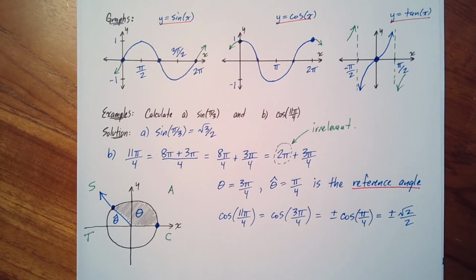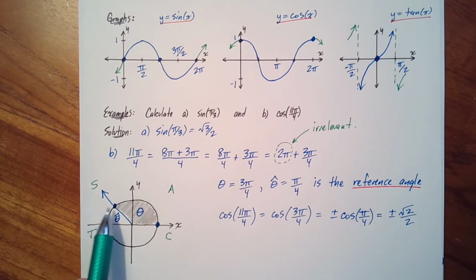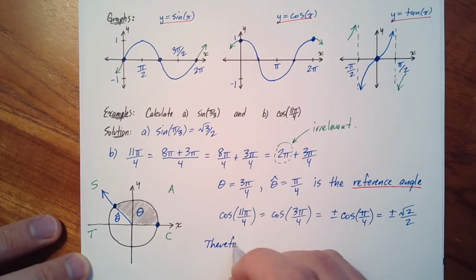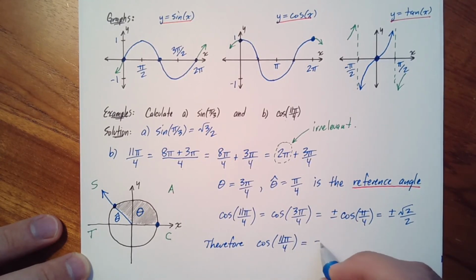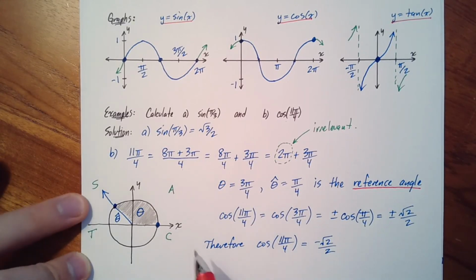But really, we're done here now, right? Because we know our terminal point is in this quadrant, and if sine is the only function that's positive in this quadrant, that means cosine must be negative. So since cosine is the function we're dealing with, that is how we finish it. So we can say, therefore, cos of 11 pi over 4 is equal to negative root 2 over 2. So that is actually what's going on there.